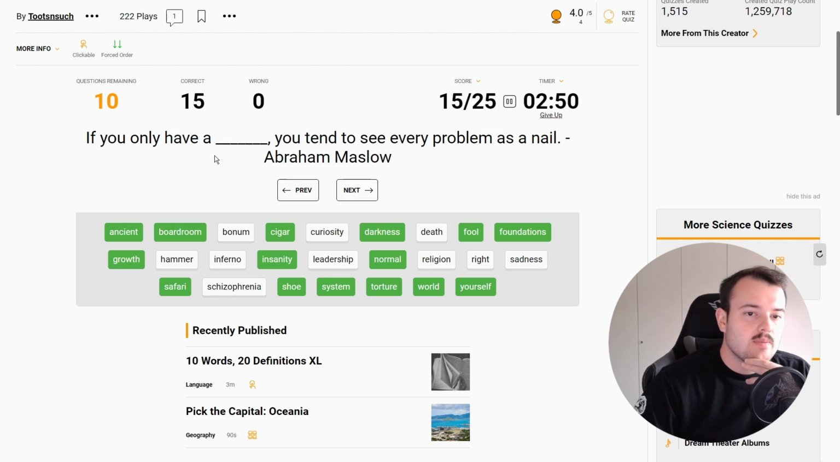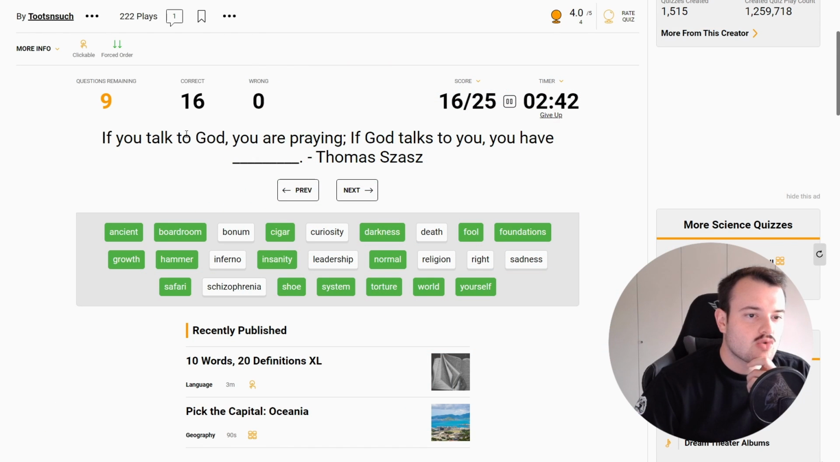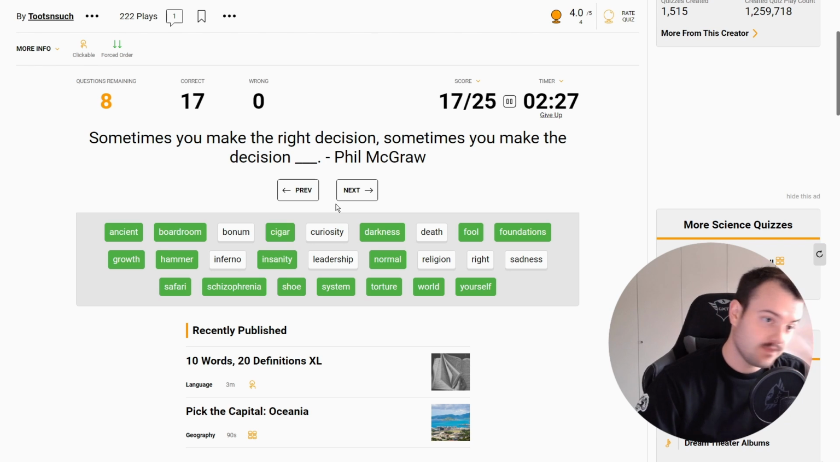If you only have a hammer, you tend to see every problem as a nail. Yeah. Maslow, of course, famous from his hierarchy of needs. If you talk to God, you are praying. If God talks to you, you have schizophrenia. That's an insane quote. That's really cool. Schizophrenia, of course, often paired with auditory hallucination. So if you hear somebody talking to you, sometimes you make the right decisions. Sometimes you make the decision right.